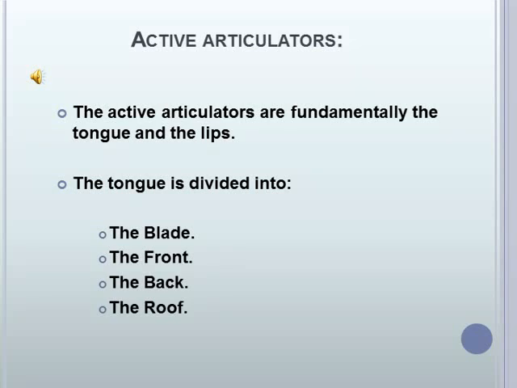The active articulators are fundamentally the tongue and the lips. The tongue is divided into the blade, the front, the back, and the roof.